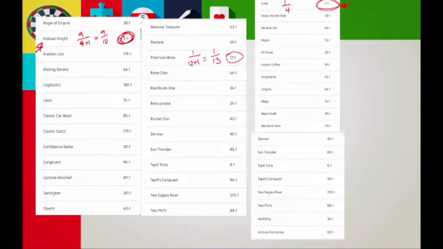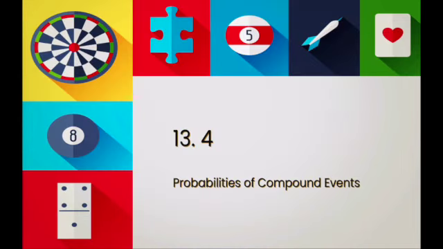And that's it for 13.3. Tune in next time for 13.4, Probabilities of Compound Events.